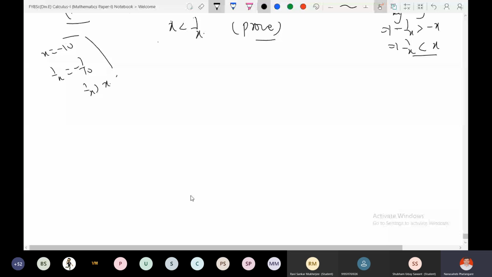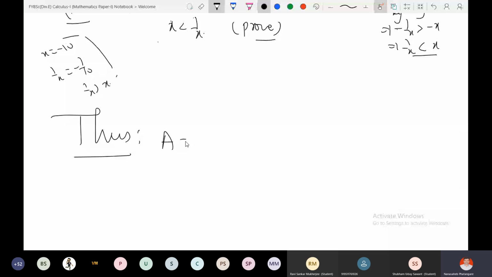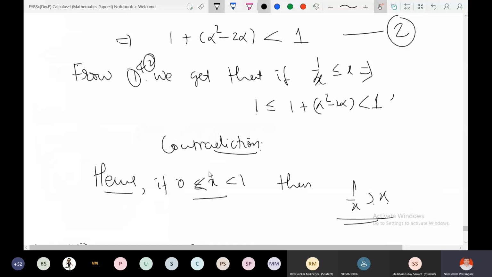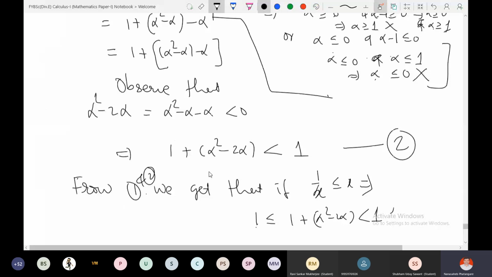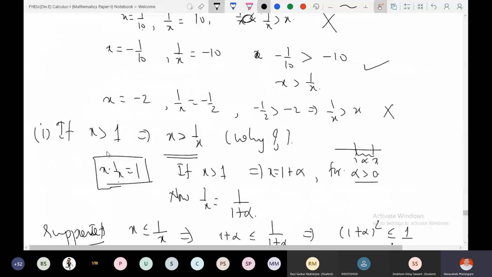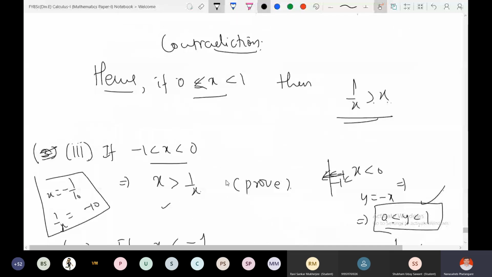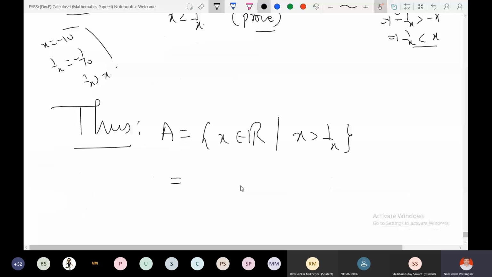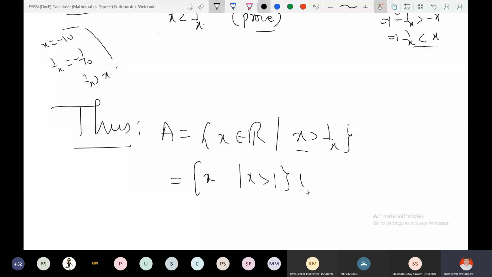Finally, we combine all these cases, the set A of those real numbers for which x is greater than 1 by x. What are those numbers? Now tell me what are the numbers. From first case, if x is greater than 1, what are the numbers greater than 1 satisfying the inequality? All, right? All x greater than 1 satisfy this inequality. So therefore, what is my set A? So all x which are greater than 1, right? Because every x greater than 1 satisfies this inequality.